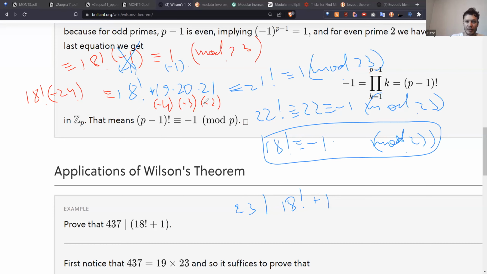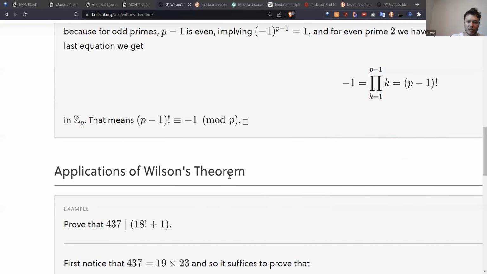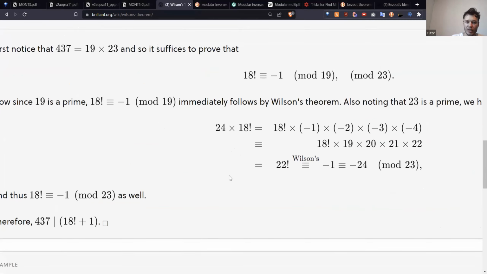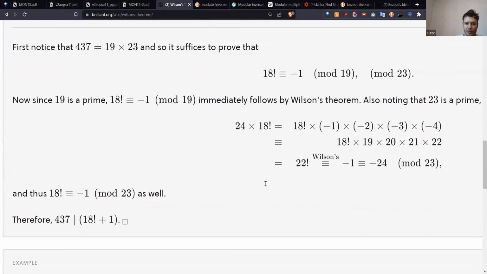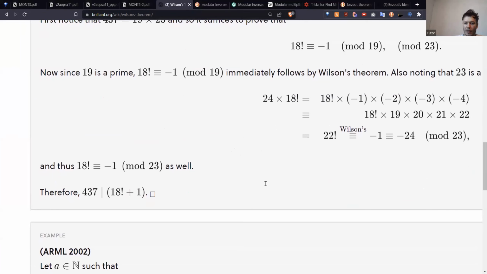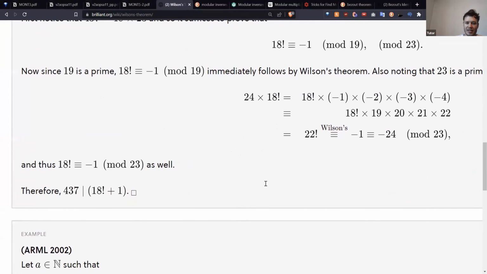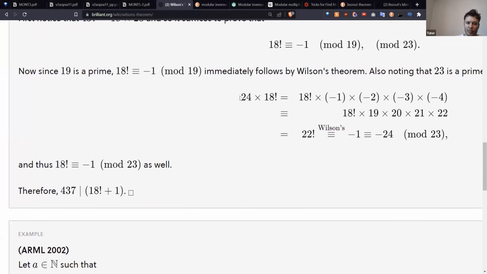Okay, so that's it. That's how Wilson's theorem is really helpful in here. You get that 18 factorial is minus 1. But also, if you look at it mod 23, you also get that 18 is congruent with minus 1. Yeah, this is exactly the trick, if you multiply it by 20.